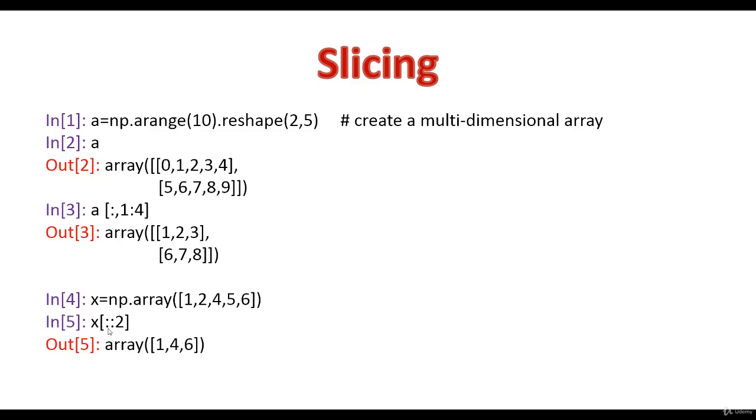Here in this case, this means you select from beginning to end with a step of 2. So the first one is selected, then the 4th, then the 6th.